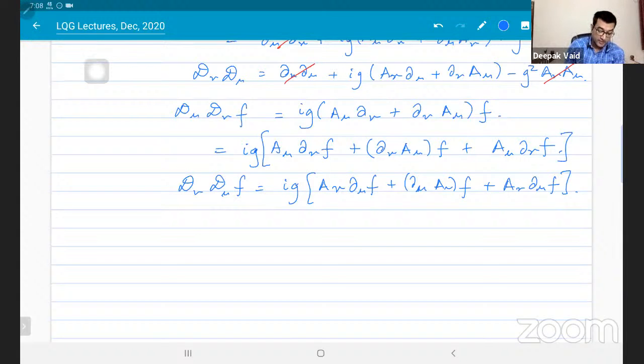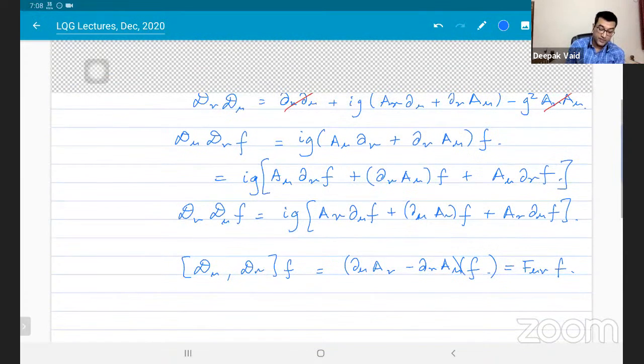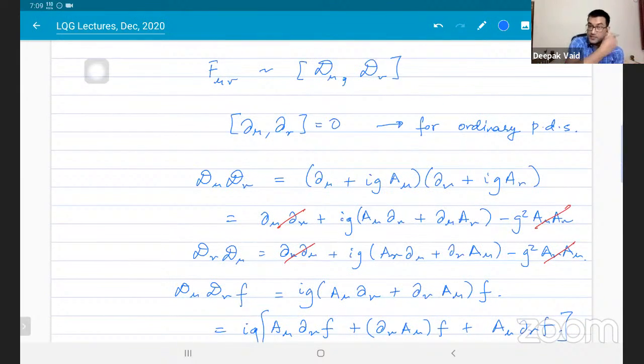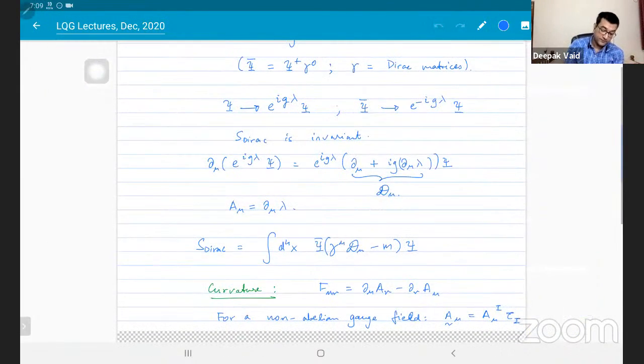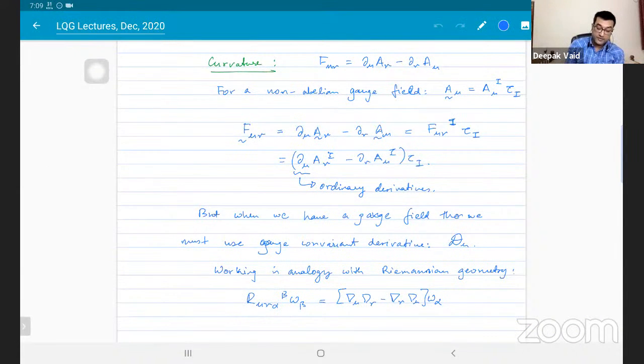When you cancel out all the relevant terms, what you will be left with is that this is equal to d mu A nu minus d nu A mu, just acting on f, that is F mu nu times f. So this F mu nu is the curvature associated with our gauge field, and it is the curvature in exactly the same sense that the Riemann tensor is a curvature. This Riemann tensor is a curvature, right?